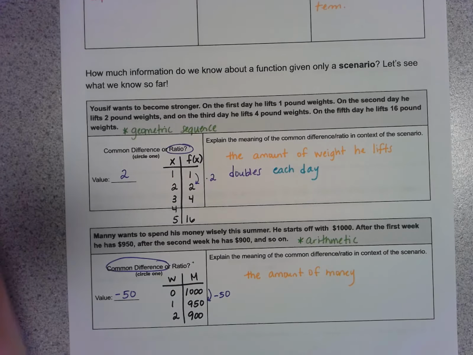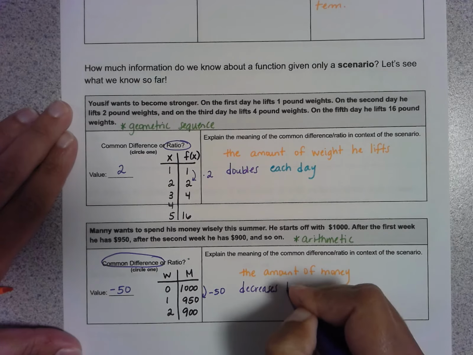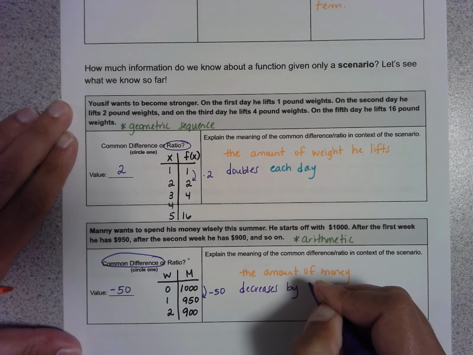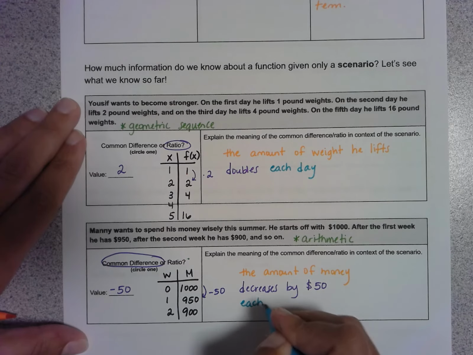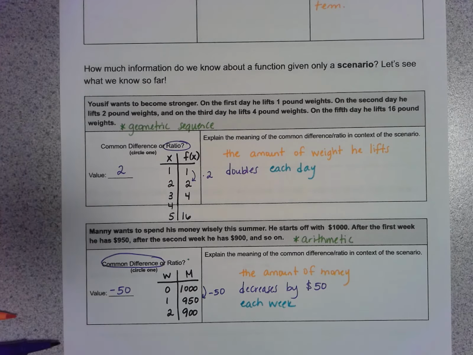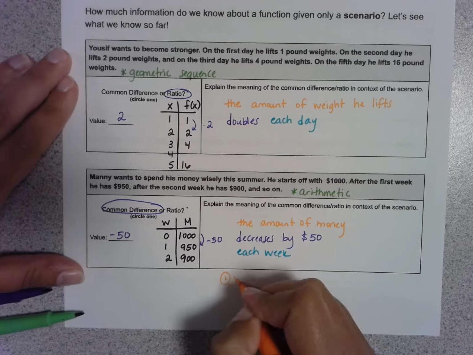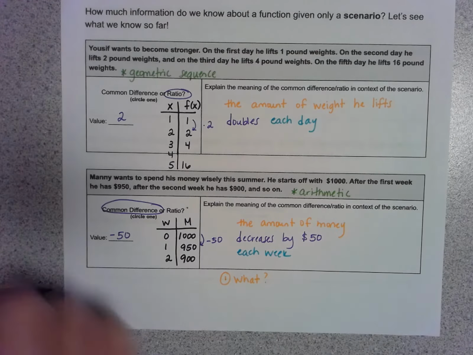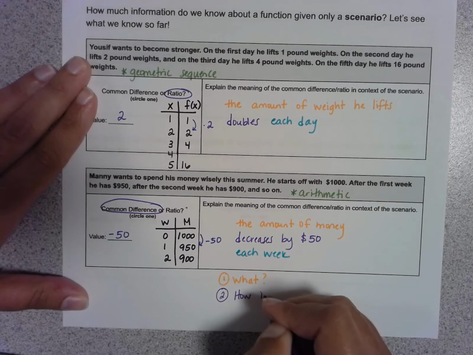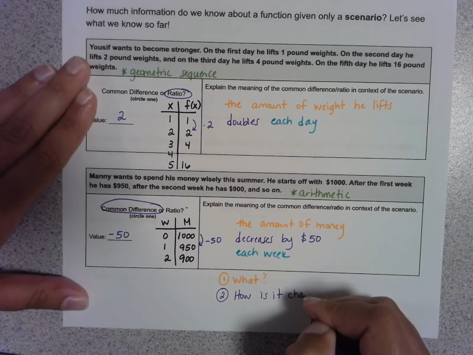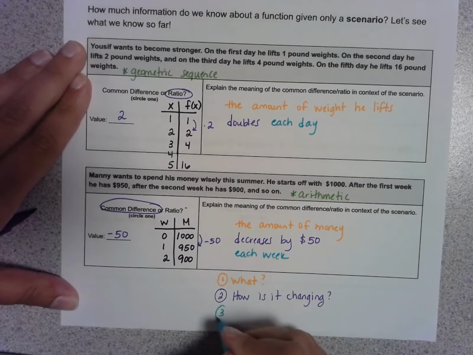And what's happening to it? It decreases by $50. How often? Each week. So just as a reminder, a refresher before we go to the next page, what are you measuring? How is it changing? And how often is that change happening?